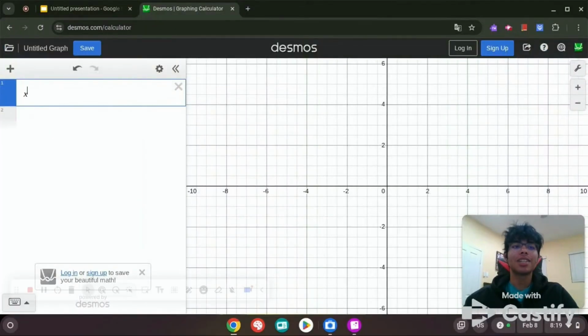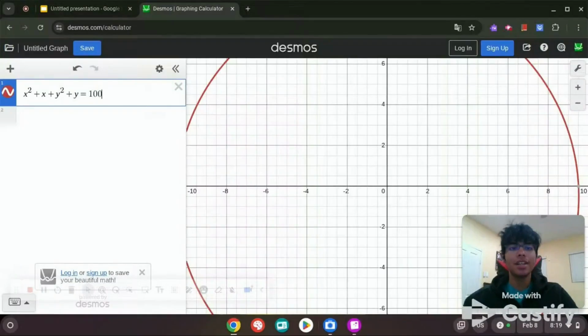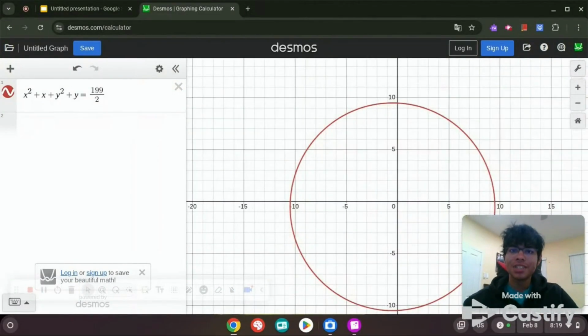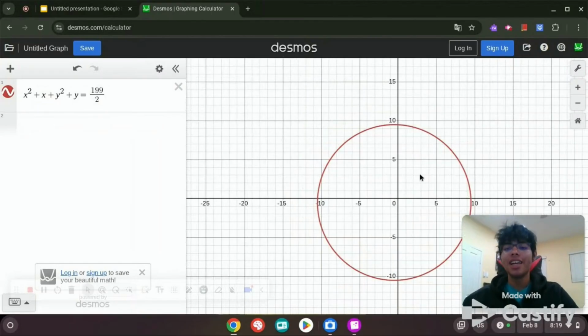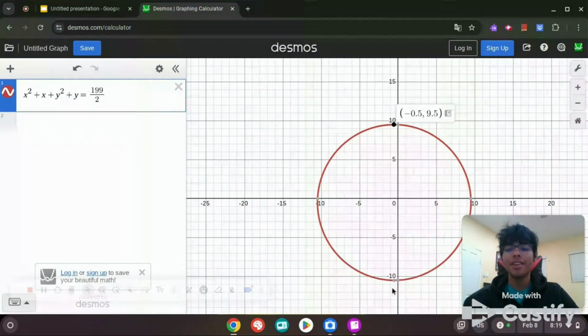and I would just plug this equation in. So x squared plus x plus y squared plus y is equal to 199 over 2. Over here we can see we have the graph of the circle, and now if I click on this and look at the furthest points up and down, you can see I have this point right here, negative half, 9.5, and negative half, negative 10.5.